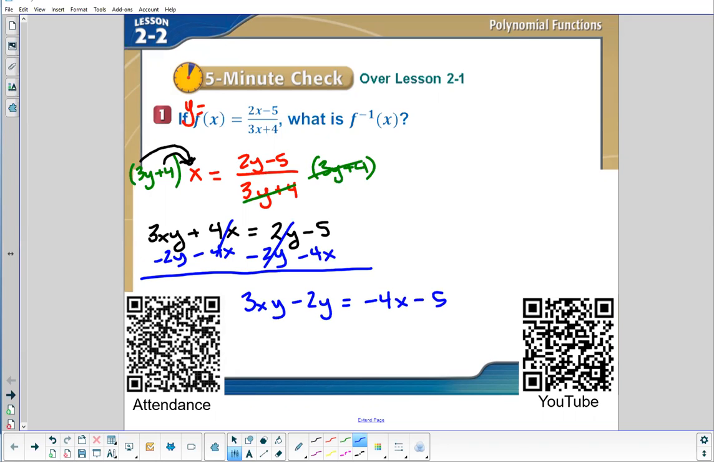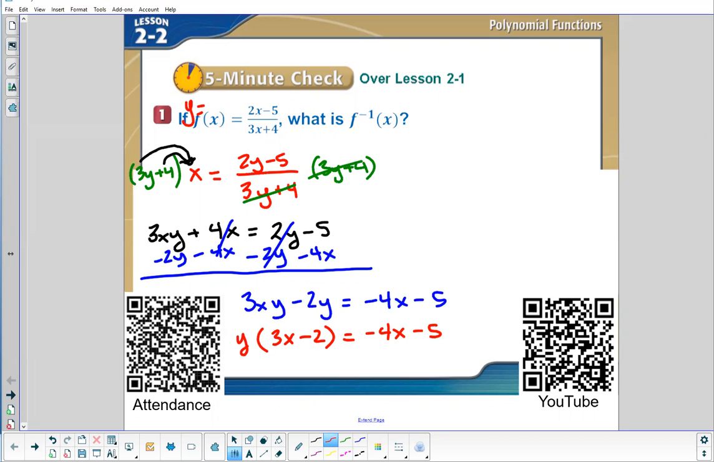Now we're getting close to the end. Now that your y's are on the same side of the equation, you can do a greatest common factor, a GCF. So the very first lesson of the school year, the very first bellringer, we talked about GCF. That's where you pull out things that are shared. What do both of these terms now share on the left side of the equation? Y. So you can pull it out. It's like the opposite of distribution. So if I pull that out, I'm left with a 3x minus a 2. And all this will equal a negative 4x minus 5.